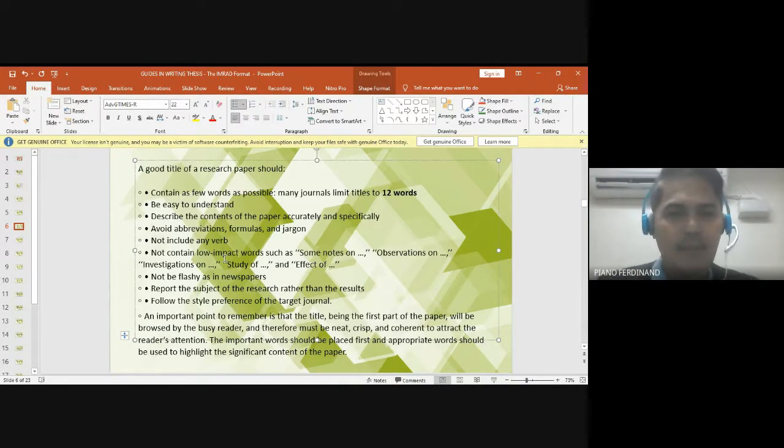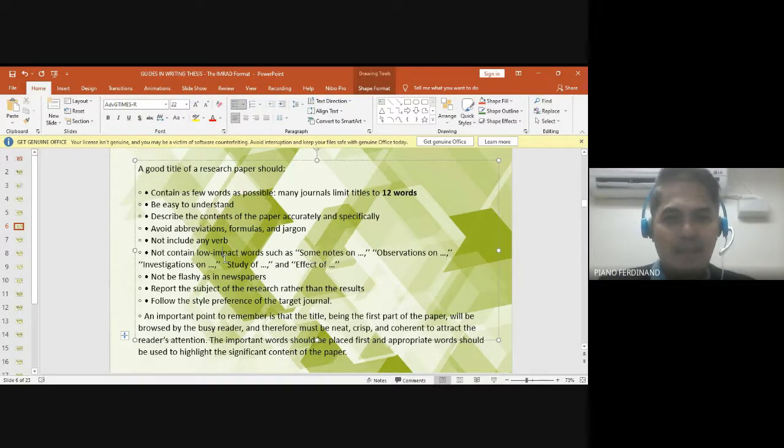Okay? Next, not include any verb. Okay, huwag na daw mag-include ng mga verb, mga action words, mga ganyan. Not contain low-impact words such as some notes on or observations on, etc., etc. Yung mga effects, yan. I agree, no? Yung mga effects, mga impact, no? So, sana hindi na dapat ini-include yung mga term na yun.